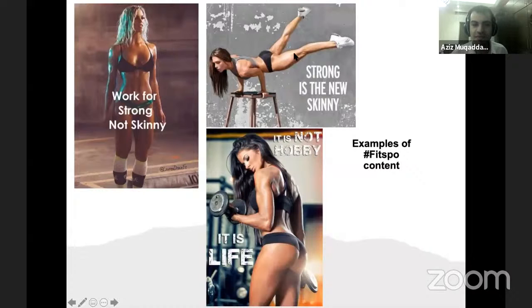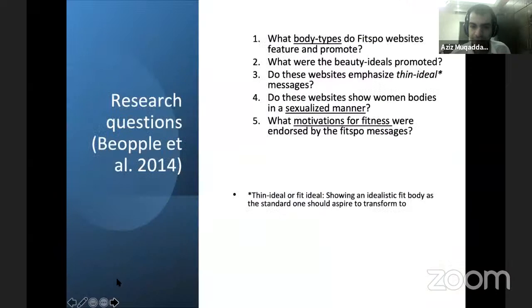So this is probably content you've seen before. This is what Fitspo content looks like, and "strong is the new skinny" is the slogan that introduces the title. It would be on different websites and different social media channels. You've probably seen images like this before, right? So now you understand what they're looking at.